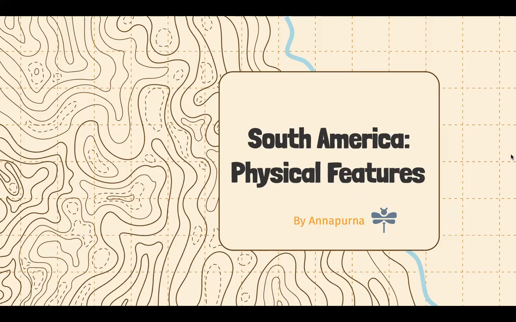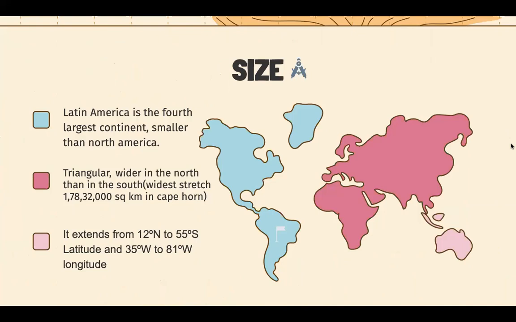So the size of South America. Latin America, also known as South America, is rectangular in shape, and it is wider in the north than in the south. And the widest stretch is 17 crore 83,000 2,000 square kilometers in Cape Horn. It extends from 12 degrees north to 55 degrees south latitude and 35 degrees west to 81 degrees longitude.